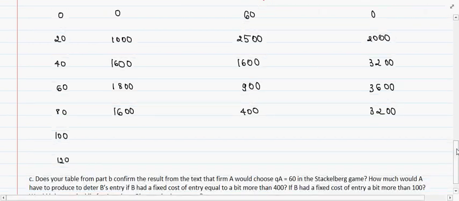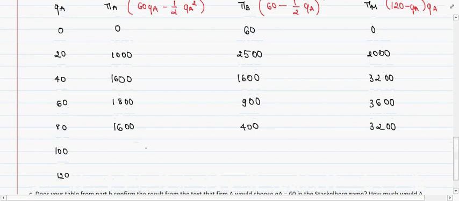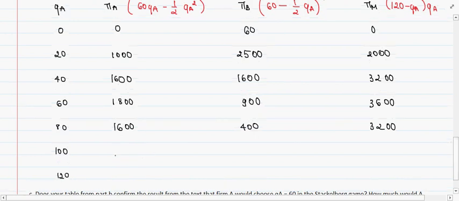Alright, if quantity equal to 100, that is going to be 6000 minus 5000, so that is going to give you 1000. Over here 100 divided by 2 is 50, so 10 squared is 100, so that's going to be 100. Okay, and over here that is going to be equal to 2000 again.